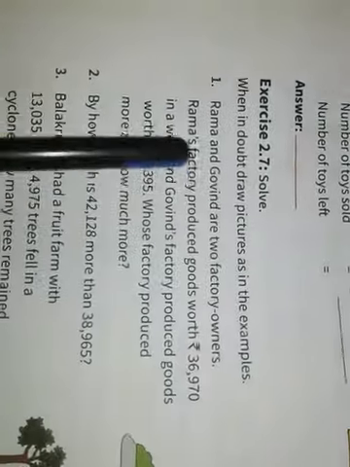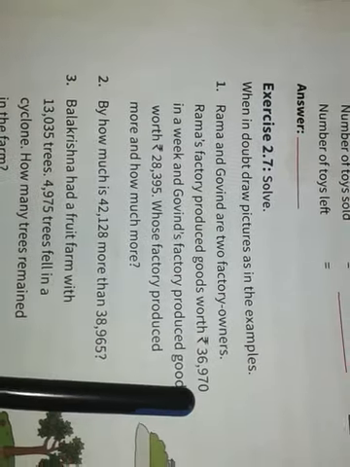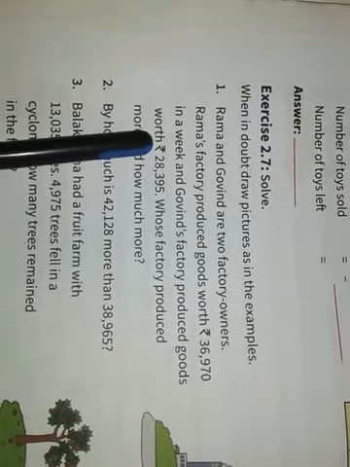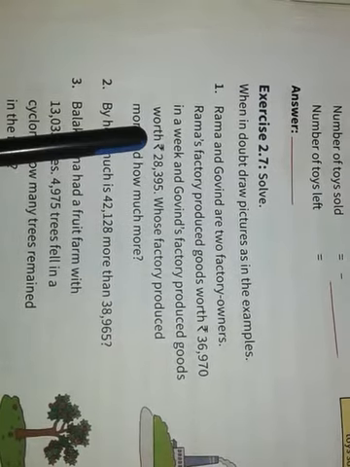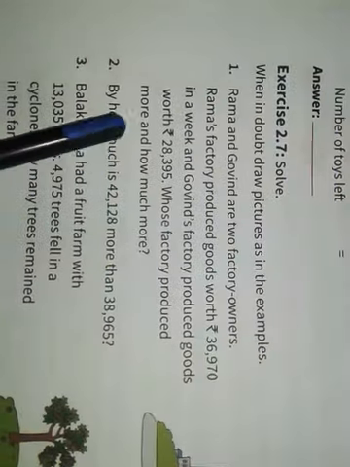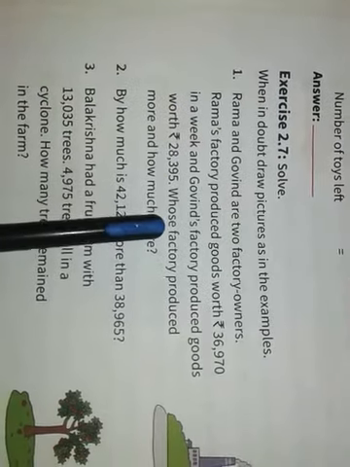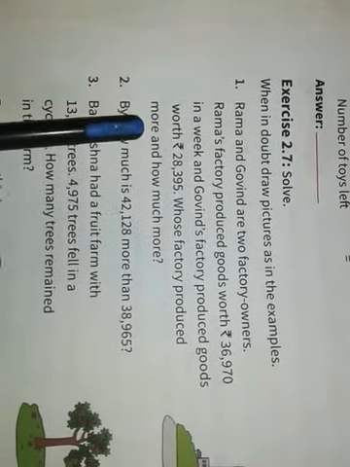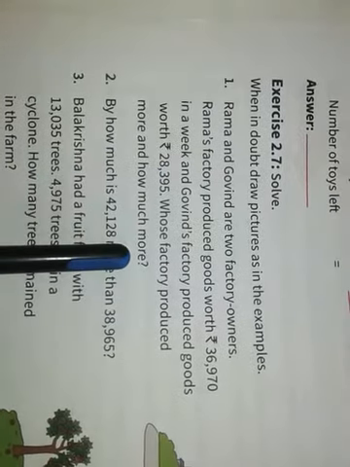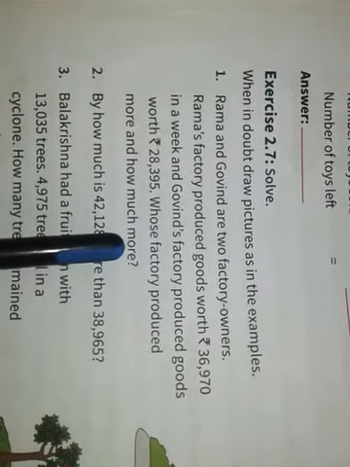Rama's factory produced goods worth rupees 36,970 in a week, and Govind's factory produced goods worth rupees 28,395. So whose factory produced more? So we have to compare these two values and find how much more. So how do we find how much more? We subtract these two.